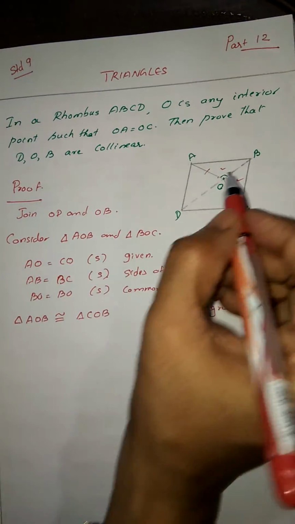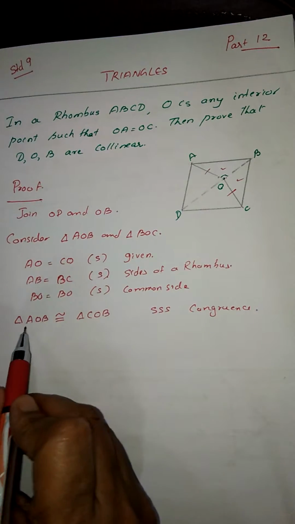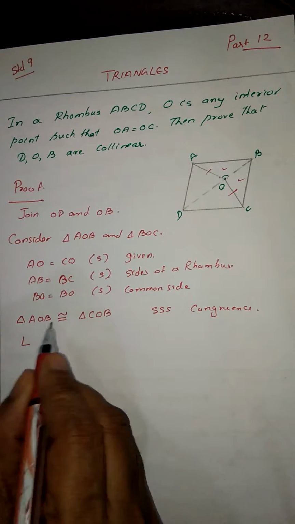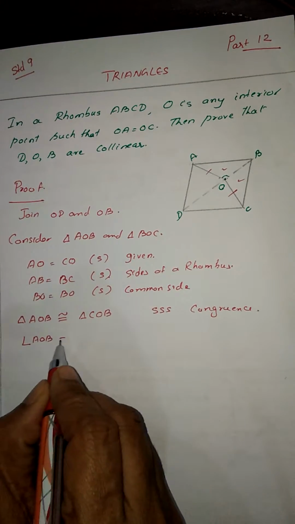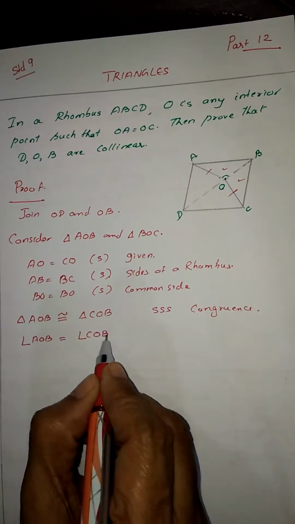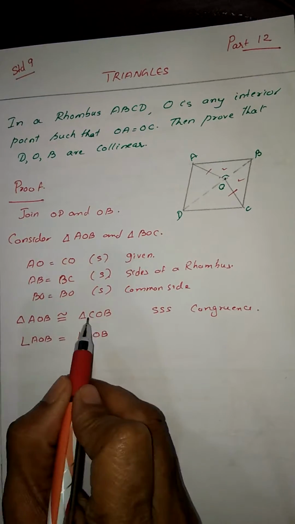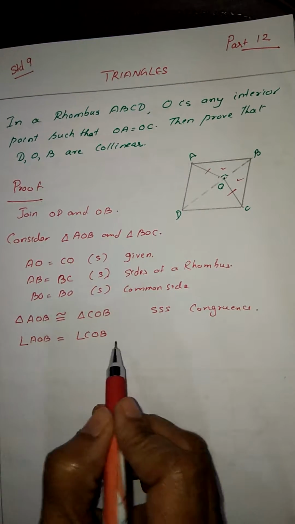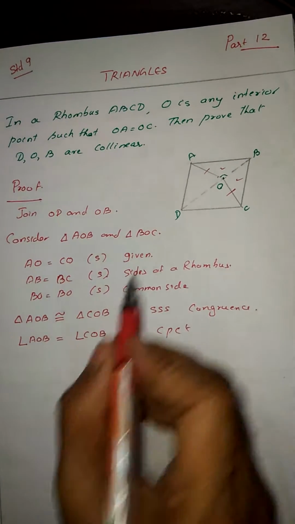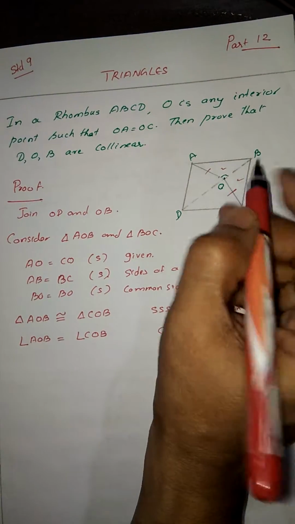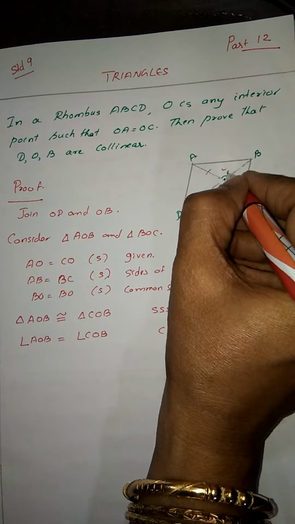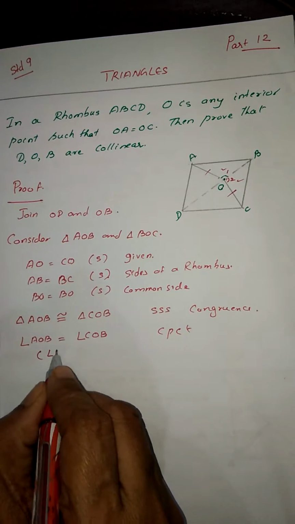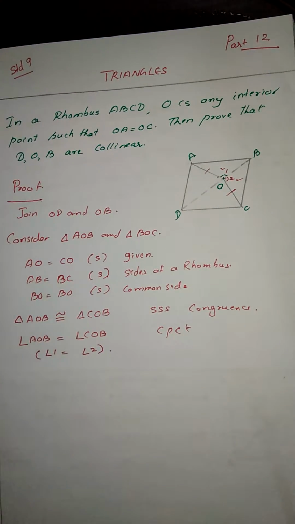From this you will get angle AOB is equal to angle COB. When you write this congruence, you have to write it in proper order. Then only you will get the corresponding parts. So by CPCT, we will get these two angles are equal. Angle AOB, I will just write angle 1, and this is angle 2. Angle 1 is equal to angle 2.